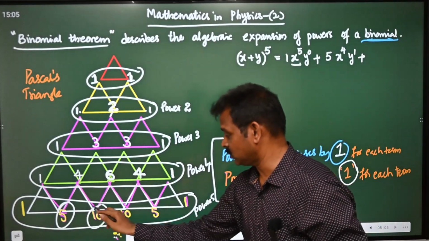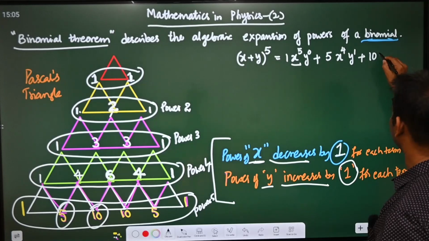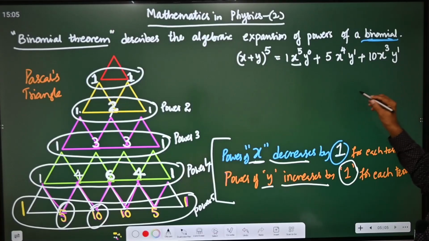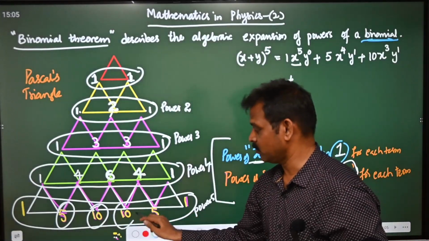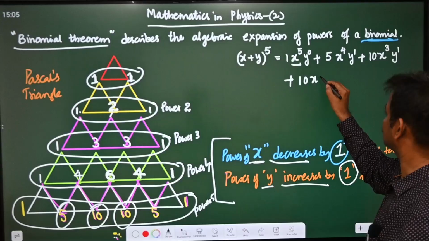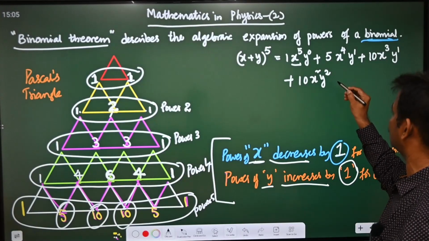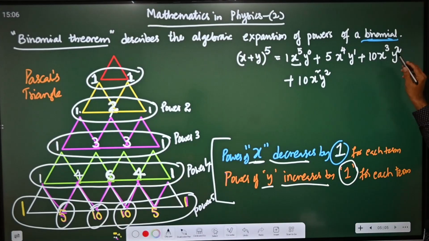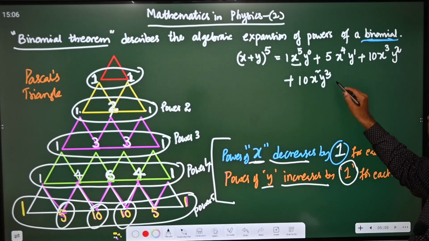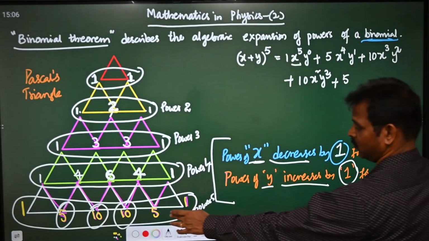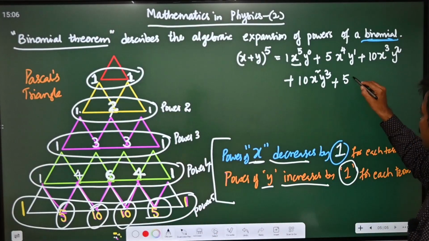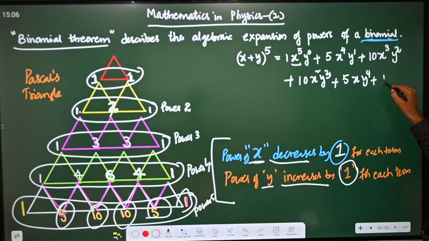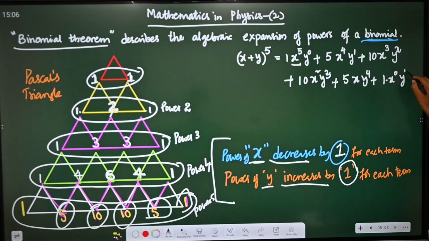Then the next coefficient is 10. So I am getting 10 x power 3, power decreases by 1, y power increases by 1. Then after this, next term is 10 x square y square. Here this is y power 2, students, because power should increase by 1. Here x cube y 3. Then the next term, coefficient is 5. So this is 5 into x y power 4. The next one is 1. This is 1 into x power 0 y power 5.